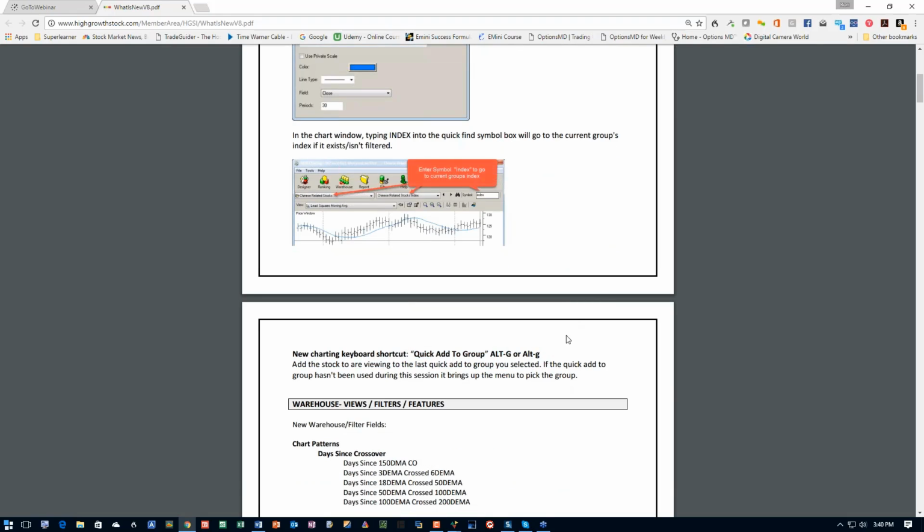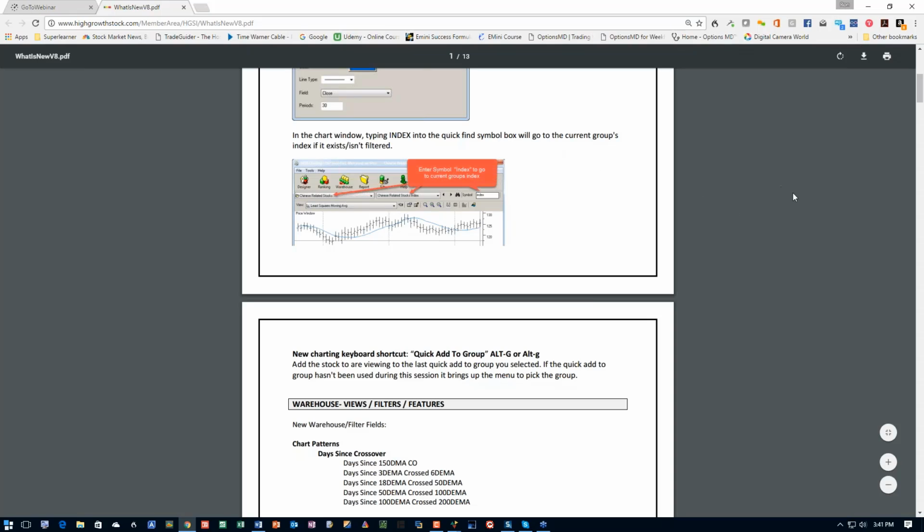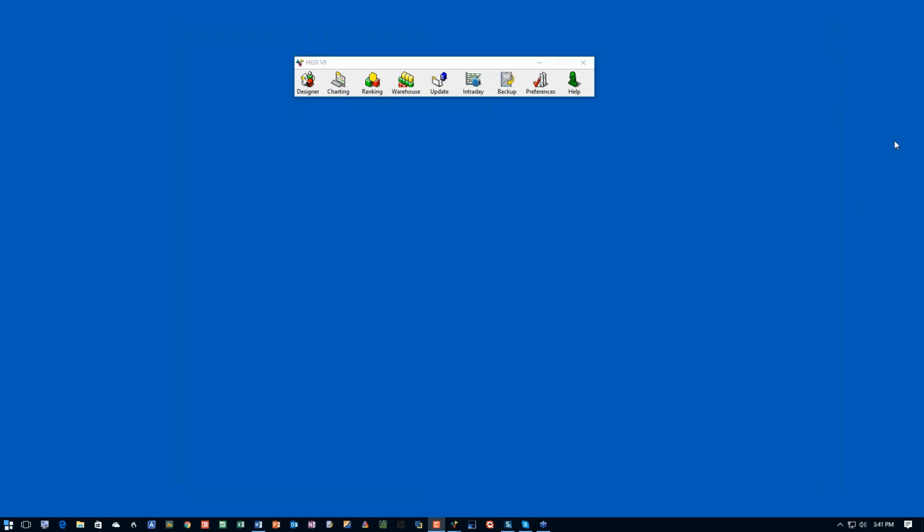You can now use the alternate G keys rather than clicking on a chart of the warehouse and going over. You have to go down a level to quick add to group. You don't have to do that anymore. Once you're in a group, just click on the alternate G keys and it will be added to the most recent group.